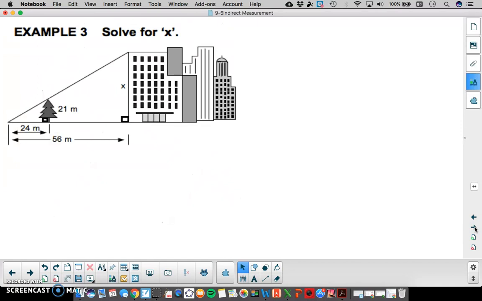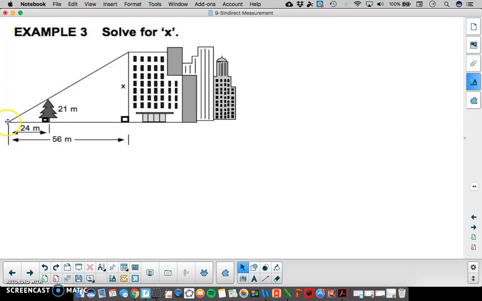In this example, we have two triangles again. Notice that the tree and the building will both be vertical and the ground will be horizontal. We know the horizontal and vertical will always create right angles. And we have this shared angle in both triangles here. So let's say I know how tall this tree is, and I want to find out how tall the building is. It's not really feasible to walk up the side of a building with a tape measure. So we can use similar triangles to help us solve for how tall that building is.